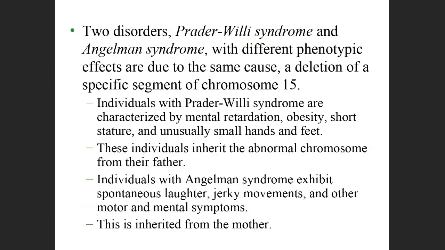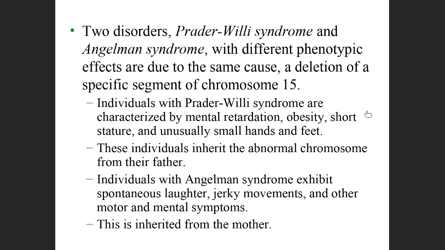So we have 2 disorders, Prader-Willi syndrome and Angelman syndrome, which are 2 different manifestations of the same chromosomal abnormality. There is a deletion of a little piece of chromosome 15, but whether you get the abnormal chromosome 15 from mom or from dad, you get a different disorder. If you inherit that abnormal chromosome from dad, you get Prader-Willi syndrome. It's characterized by mental retardation, obesity, short stature, unusually small hands and feet.